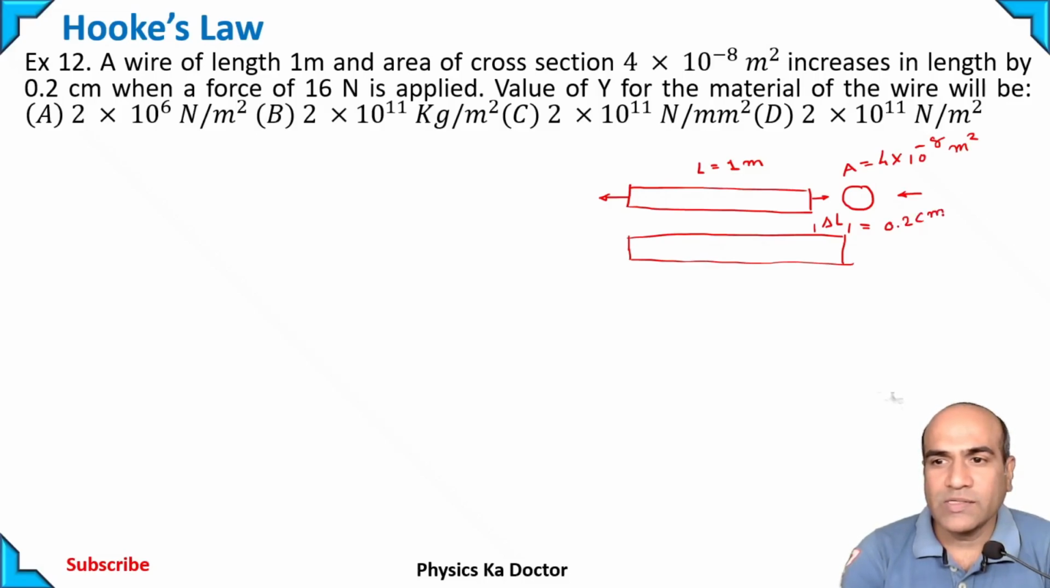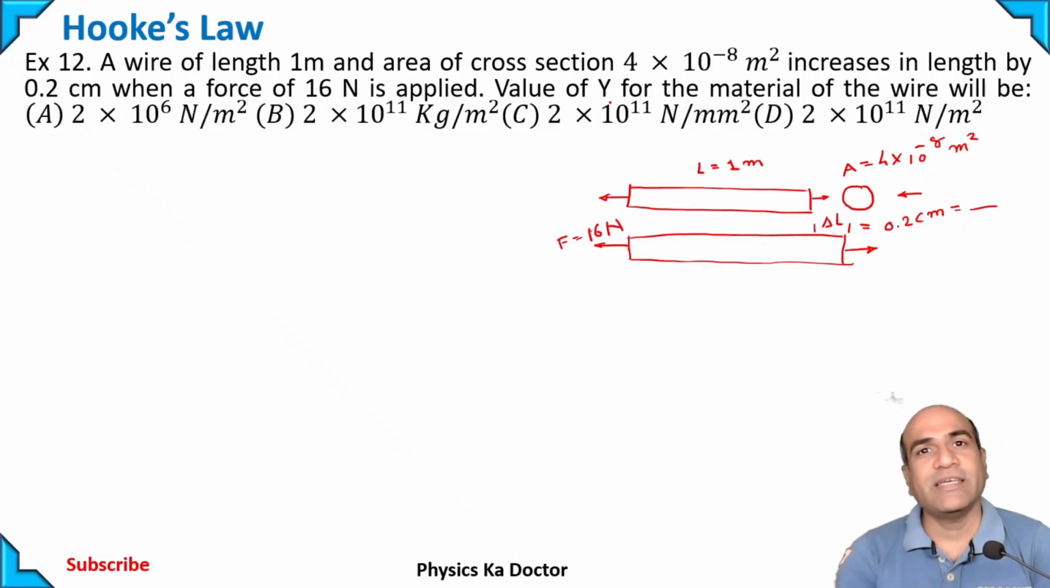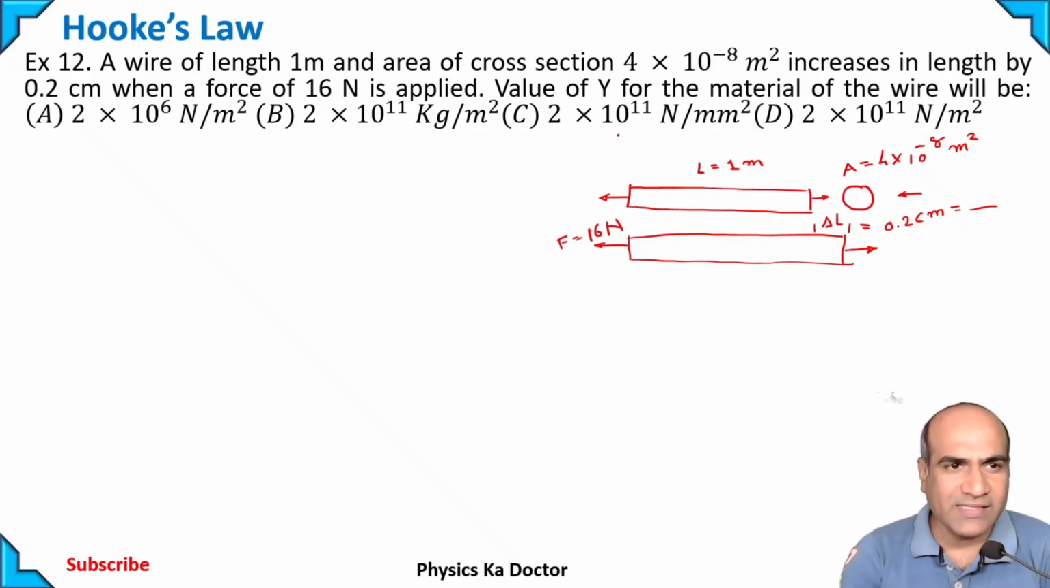That value is given as 0.2 centimeter. Since it is given in centimeter, we need to convert this into meter. And the force because of which this increase is seen is given as 16 Newton. We can take F, or P, is equal to 16 Newton, and we need to find the value of Y. Y is Young's modulus. The example is very simple and it is from Hooke's law, elasticity.